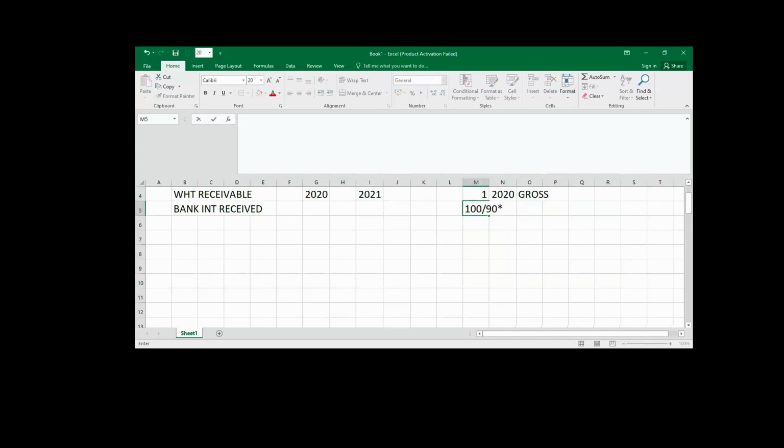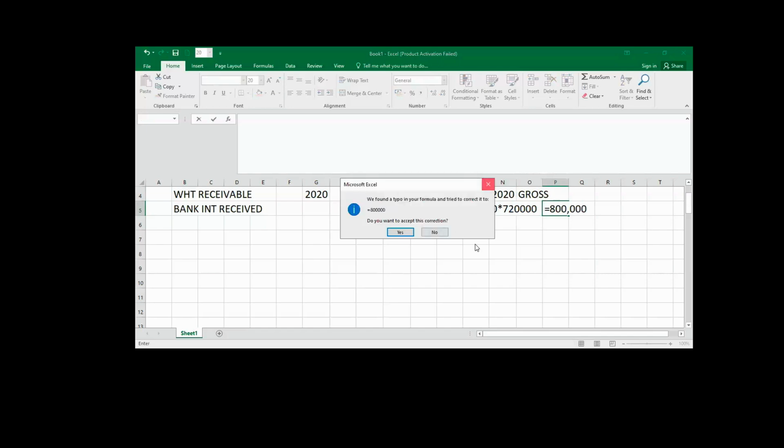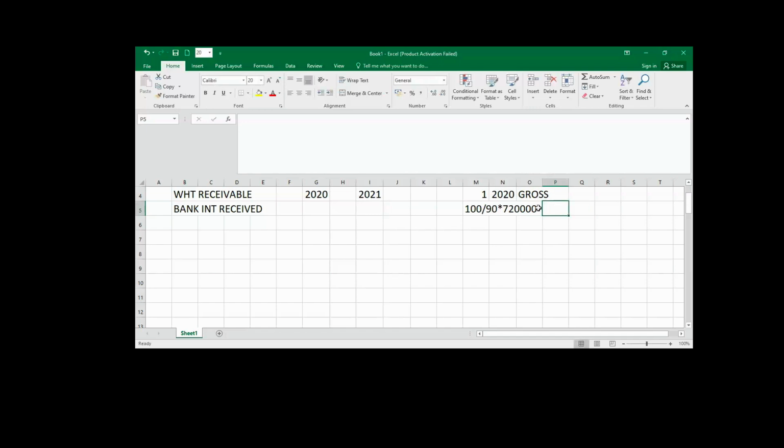How much is the value we have for 2020? 720,000. Multiplied by 720,000, that should give me a value of 800,000. I need somebody to confirm this value for me. Is it correct? Does it give us that amount? It should give me 800,000. Yes, sir, it's correct. It will give us 800,000.